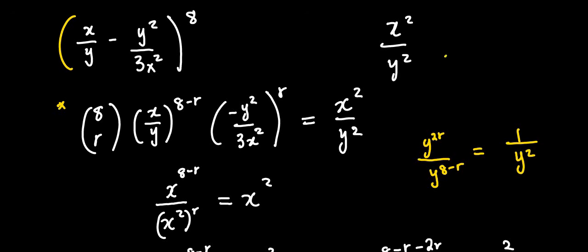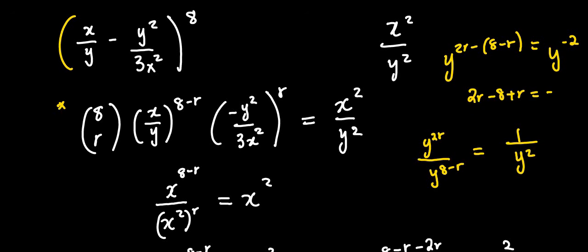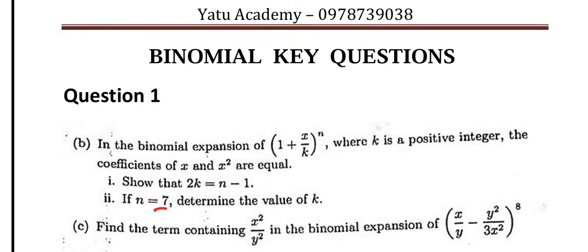So this would have given us y to the power 2r minus 8 minus r is equal to, this is y to the power negative 2. Equate the powers again, you get 2r minus 8 plus r is equal to negative 2. This would have been 3r is equal to, this goes this side, it will be 8 minus 2, that's a 6, divide by 3. You see that the answer is still the same. You're still getting that it's a third term. So that's how you were supposed to do this question here.